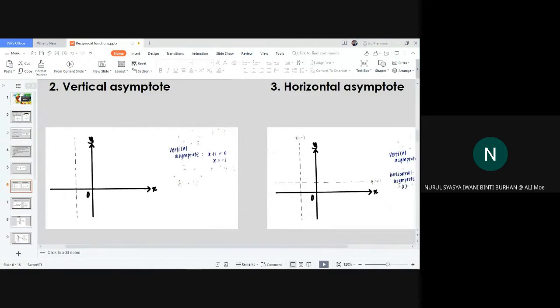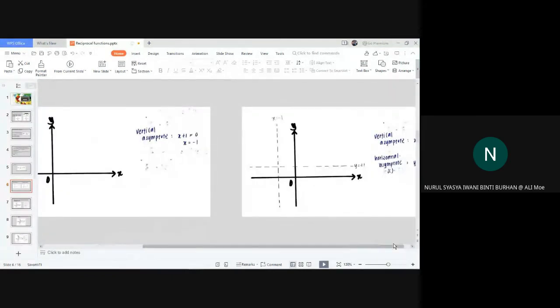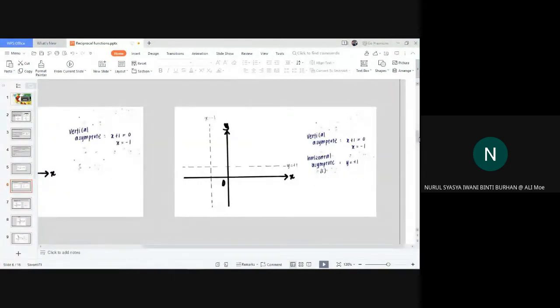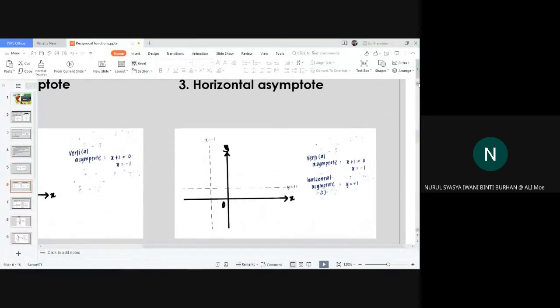And the third step is we need to find the horizontal asymptote. Okay, horizontal asymptote ni senang je. Kita just ambil C daripada soalan kita. So, C daripada soalan kita tadi ialah positive 1. Okay, just straight away ambil positive 1 tu, kasih equal dia dengan y. Sebab horizontal asymptote is y kan, so y equal to positive 1. Okay, kita dapatlah sudah horizontal asymptote kita.